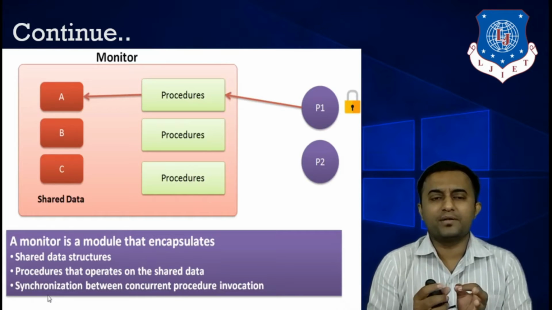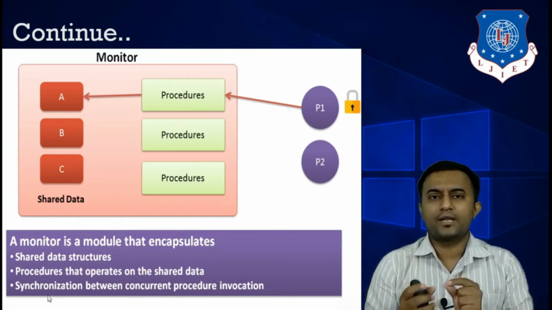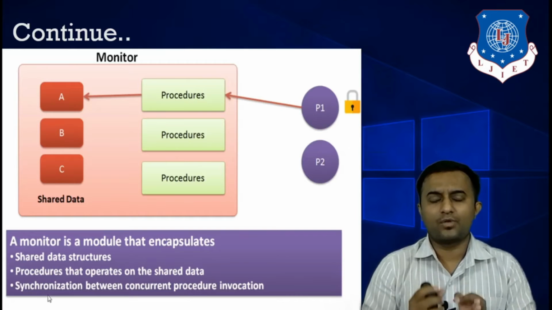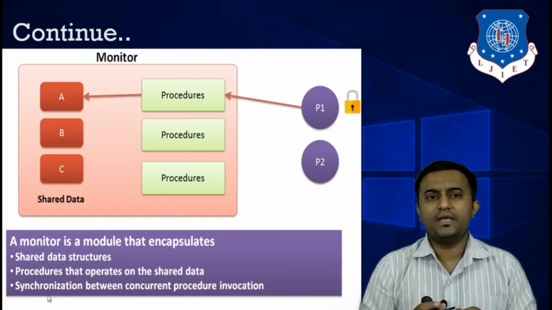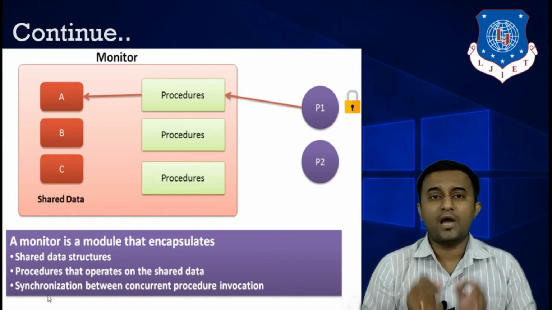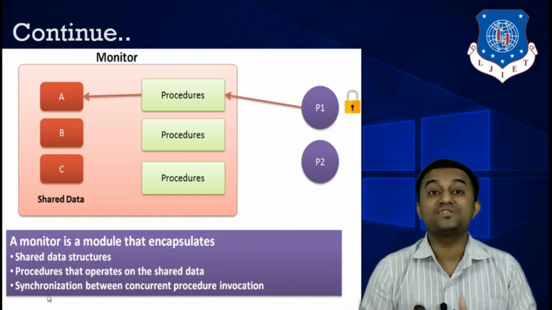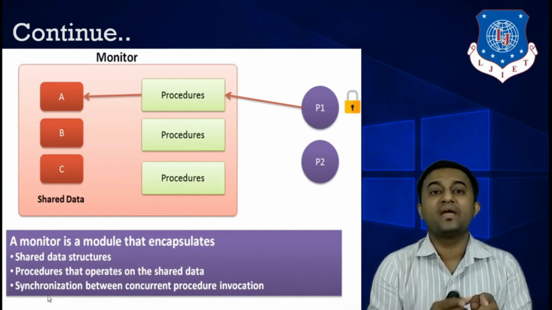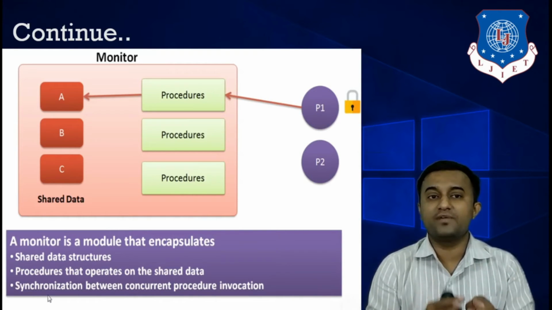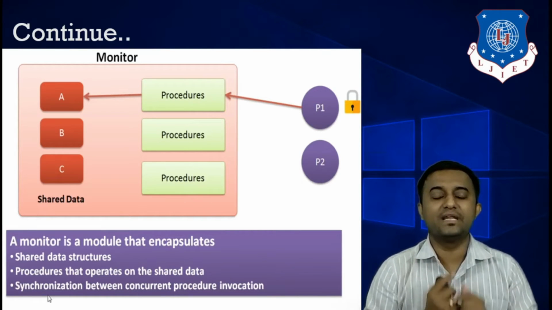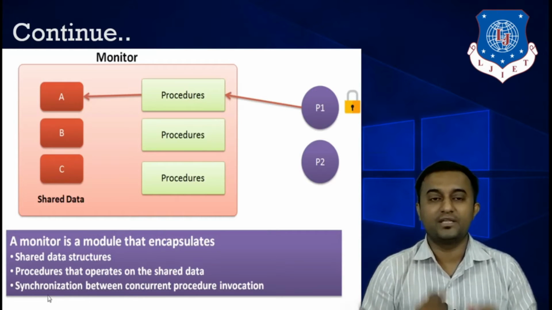When a request arrives at the monitor from P1, the monitor module will check whether any other request has already arrived to access this data or not. If the answer is no, it allows access to that data through a procedure only. That means the process request needs to be forwarded to the procedure first, and then with the help of the procedure it will access that shared data and get back to the process. Fine. So a process cannot directly deal with shared data in the case of a monitor. Keep that in your mind.